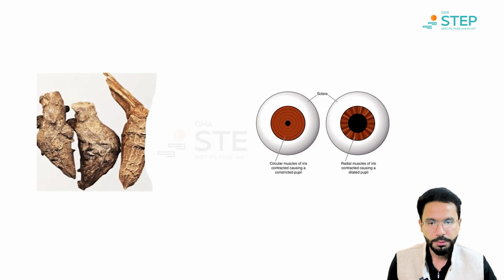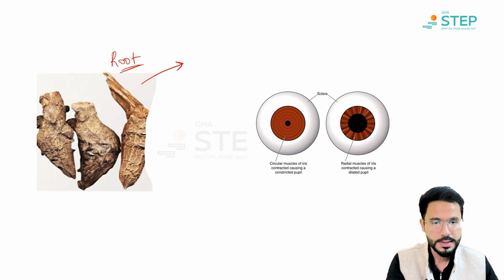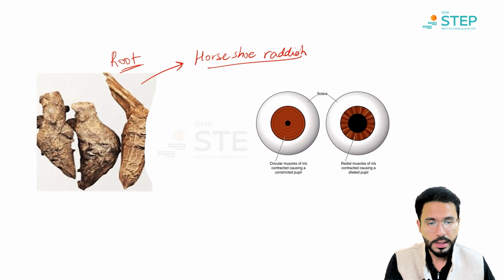Now the plant we showed, and now this is the root of aconite. So if you get this picture also, you have to remember that this is the root of aconite. What does this resemble? This resembles a horseshoe radish. Why do we need to differentiate it from a horseshoe radish?